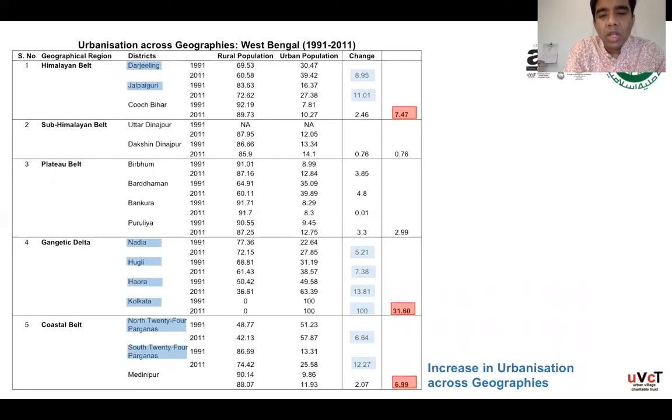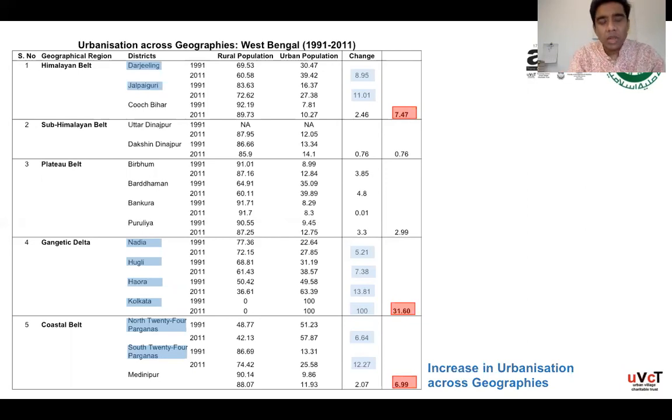The next important region to look at is the Himalayan belt, which is Darjeeling, Jalpaiguri, and Cooch Behar, which is around 7.5% of change that has happened from 1991 to 2011. And then the coastal belt, which is around 7%. The Plateau belt and the sub-Himalayan belt haven't witnessed such an increase in their urbanization cover.